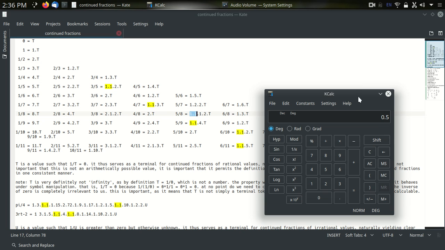But then if we go to the next step, that's definitely wrong. Okay. 1 plus 1. The inverse of that plus 1. The inverse of that. That's, now we look at what's 5/8.